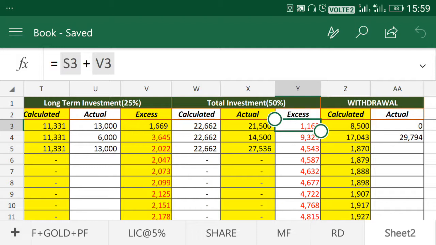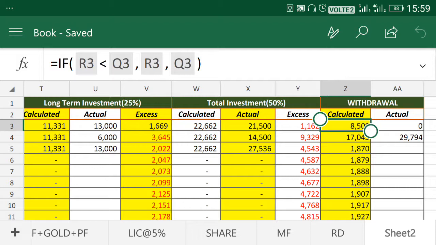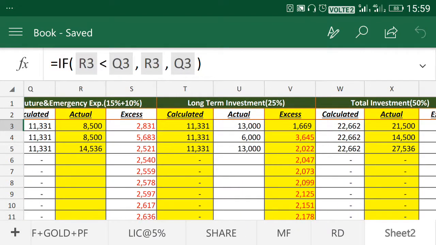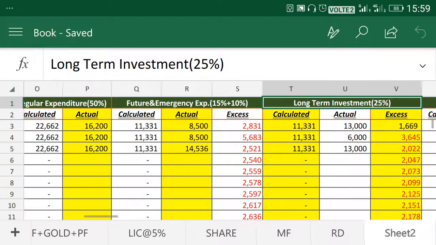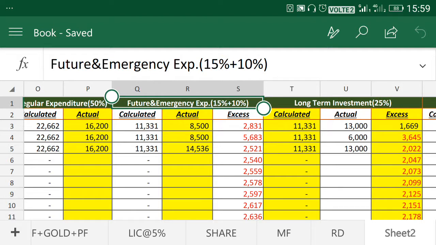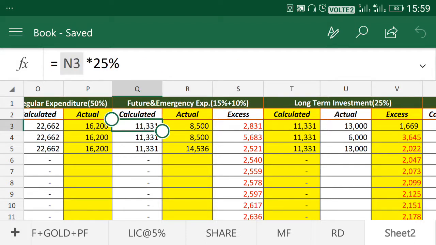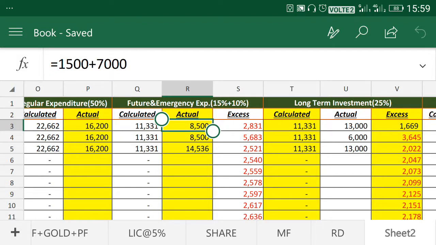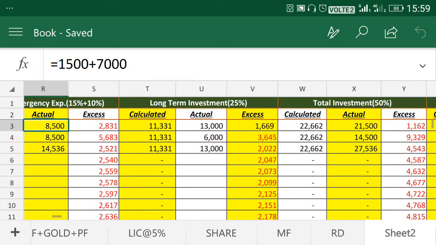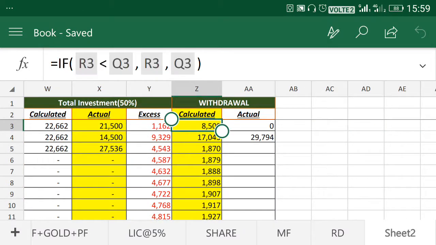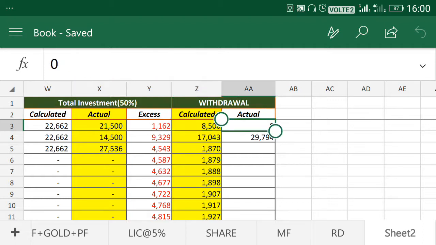Then comes your withdrawal part. What you can withdraw? Calculate it. Now you cannot make any withdrawal from your long-term investment. You can make withdrawal only from your future and emergency expenses, and that can be the greater of two, calculated or actual. Calculated it is 11,331, and your actual investment is 8,500. So your withdrawal can be maximum 8,500, and here you see it's coming 8,500. There is a formula I have used. You can note down the formulas also. Now your actual withdrawal in the month of April, you have not done any withdrawal, so it's showing 0.